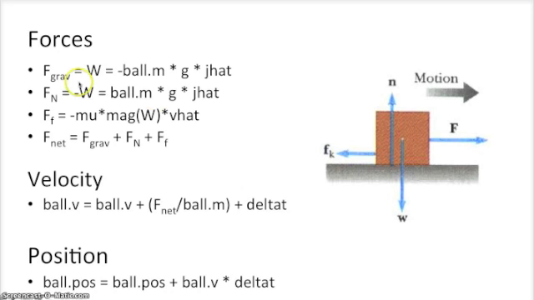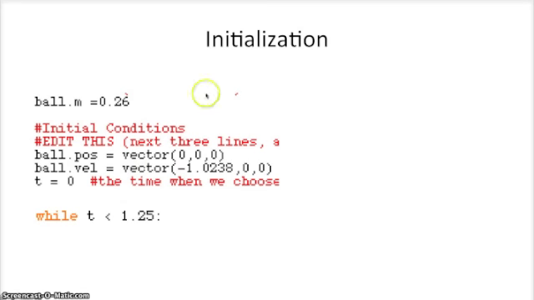So the force of gravity is the weight of the ball. The normal force is just equal and opposite to the force of gravity. Then we have kinetic friction, and the net force is just the sum of all the forces: the force of gravity, the normal force, and the force of kinetic friction. We have to also update velocity, and we also have to update the ball's position since it is moving and the velocity is changing. We also have to initialize several things, such as the ball's mass.